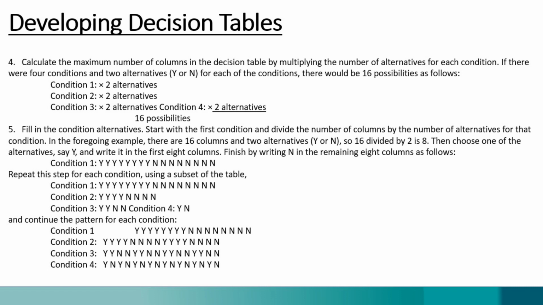Repeat this step for each condition, using a subset of the table. Condition 1: Y Y Y Y Y Y Y Y N N N N N N N N. Condition 2: Y Y Y Y N N N N. Condition 3: Y Y N N. Condition 4: Y N. And continue the pattern for each condition.